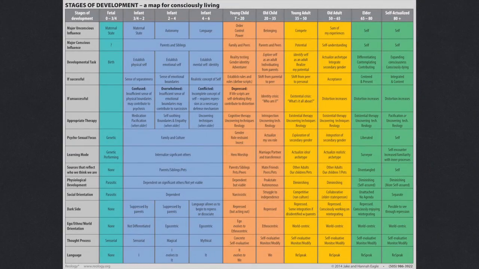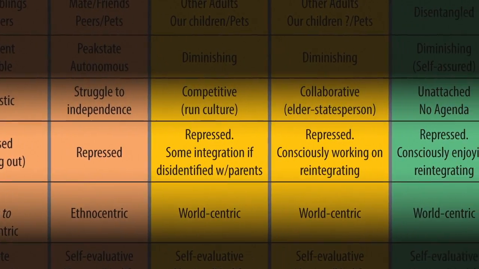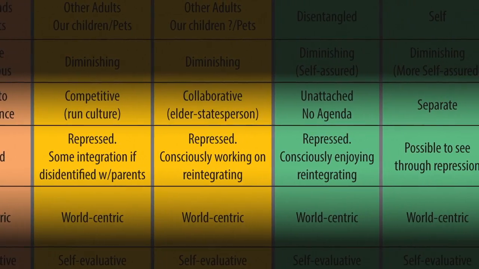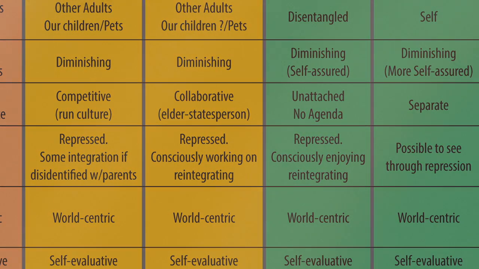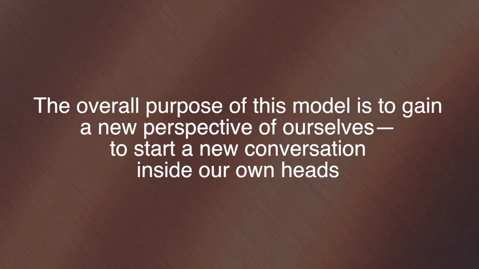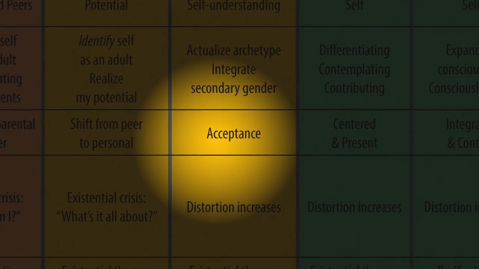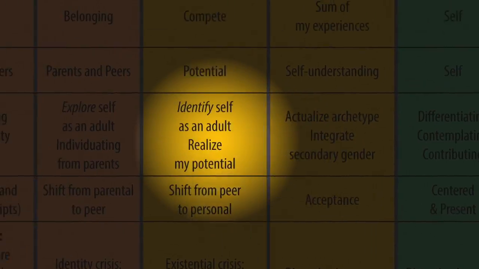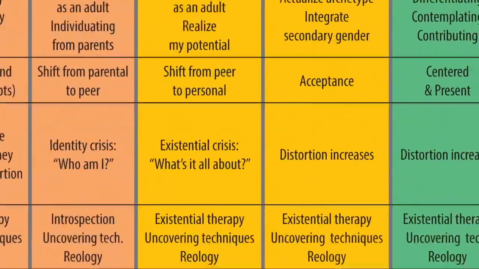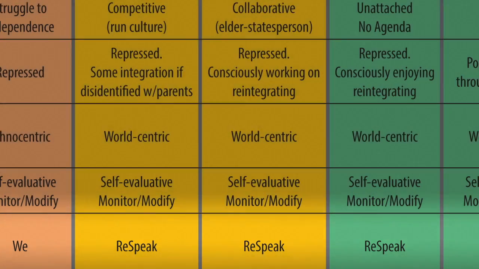This model explores how we learn, whose opinions influence us, and how our physical development and social connections affect our lives. In short, how did we get to be who we are? The overall purpose of this model is to gain a new perspective of ourselves, to start a new conversation inside our own heads, so that we can address the things that need to be addressed. We can accept the parts of ourselves that we have previously rejected, and we can learn new behaviors and ways to communicate that allow us to flourish in our lives and our relationships.